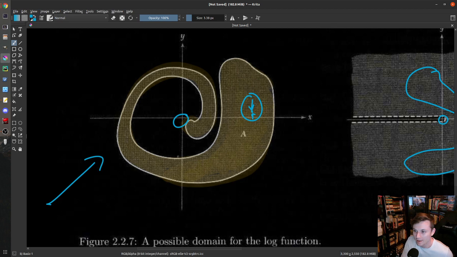And bada bing, we now have the existence of a unique complex logarithm on domains that look weird like this guy, as well as domains that look nice like that guy. How about that? That is kind of slick, right?